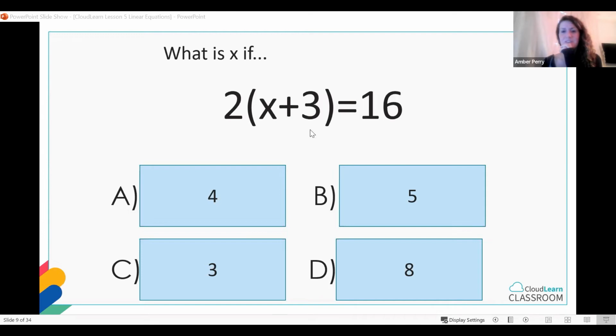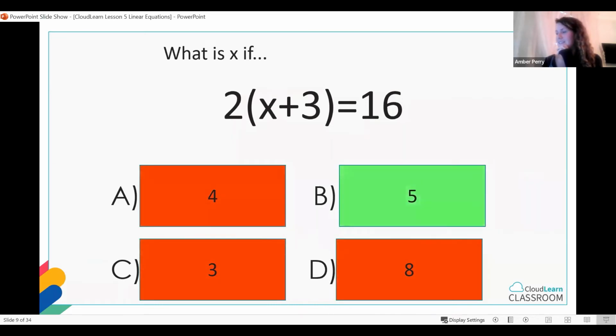So the question was 2 times x plus 3. We're going to begin by dividing by 2 and then subtract that 3. 16 divided by 2 is 8. Then subtract that 3. The correct answer should have been B5. And 7 people answered this time. So we've got an extra person participating. That's great. And 86% correct answers. So really good to see it.